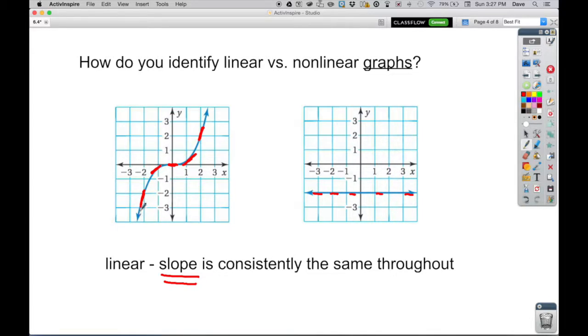But the important thing is on this nonlinear function that the slope changes constantly as I move from place to place. Whereas on a linear graph, the slope is the same throughout because it's supposed to be a straight line. Okay, this is going to actually help us identify linear versus nonlinear in the other examples.